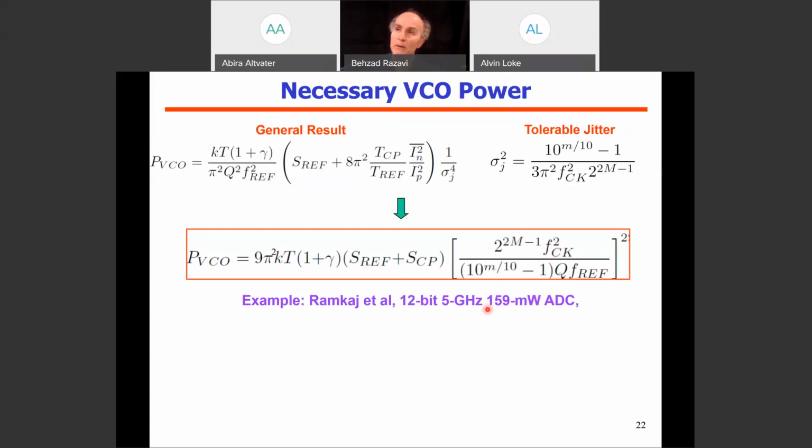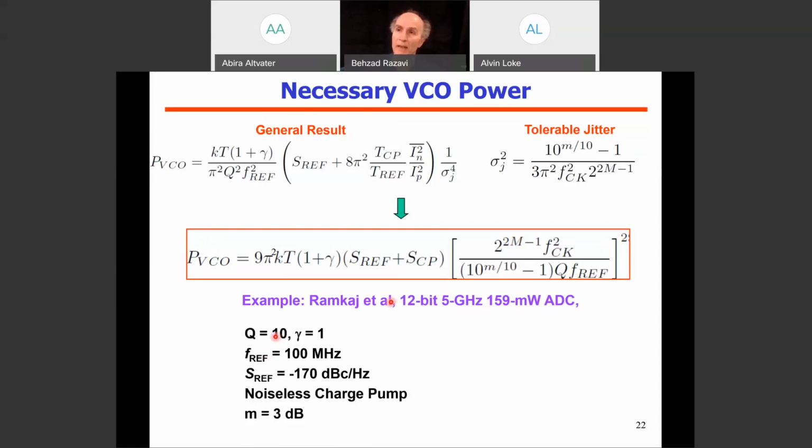So going back to our 12-bit 5 gigahertz example, we say, okay, how much power consumption do we need if we would like to have 3 dB of penalty in the SNR of this 12-bit A2D? So with the same assumptions as before, Q of the oscillator is 10, reference is 100 megahertz, SREF is minus 170. I'm assuming the charge pump has no noise, so we can drop this term here, and the penalty is 3 dB. That will give us a power consumption of 330 milliwatts. So we see that the power consumption necessary for the VCO very quickly becomes comparable to or exceeds the power consumption of the A2D itself. And 3 dB penalty is a reasonable value to assume for the degradation due to the clock jitter.